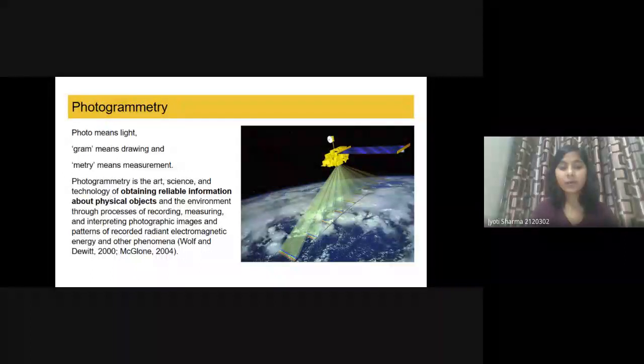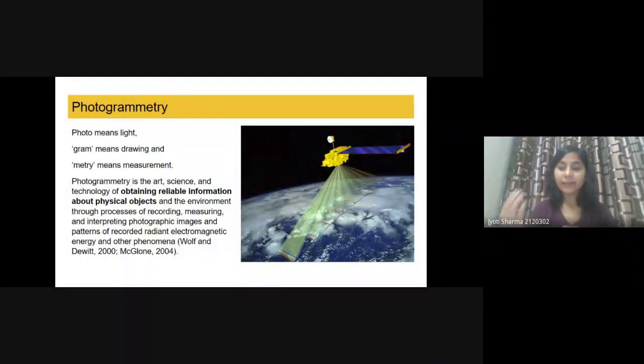These are the recording, measuring, and interpreting of photographic images and the pattern of recorded radiant electromagnetic energy and other phenomena. So basically, the basic rule of photogrammetry is that you are sending some light, and this light will be reflected back to you. The reflected light may have some information about the object and about the environment.